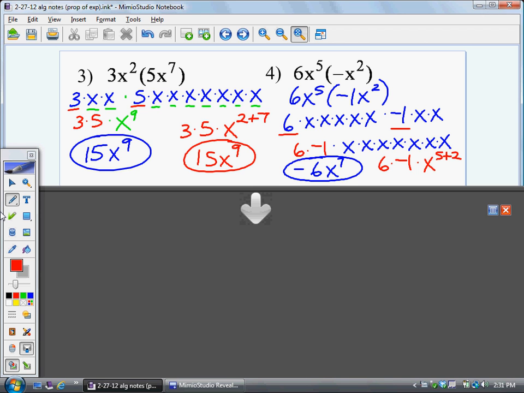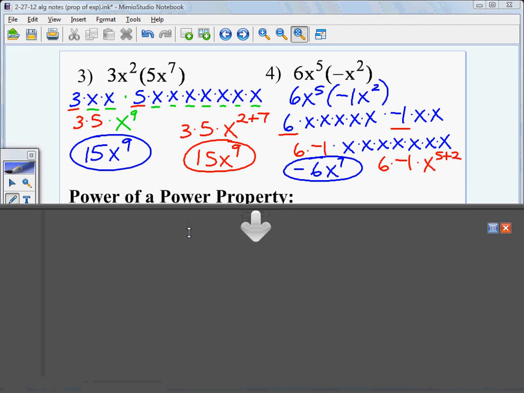So when you have coefficients, the 3 and the 5, the 6 and the negative 1, those get multiplied together. The like bases can be written as one base, and you add the exponents. 2 plus 7 gave us 9. 5 plus 2 gave us 7.